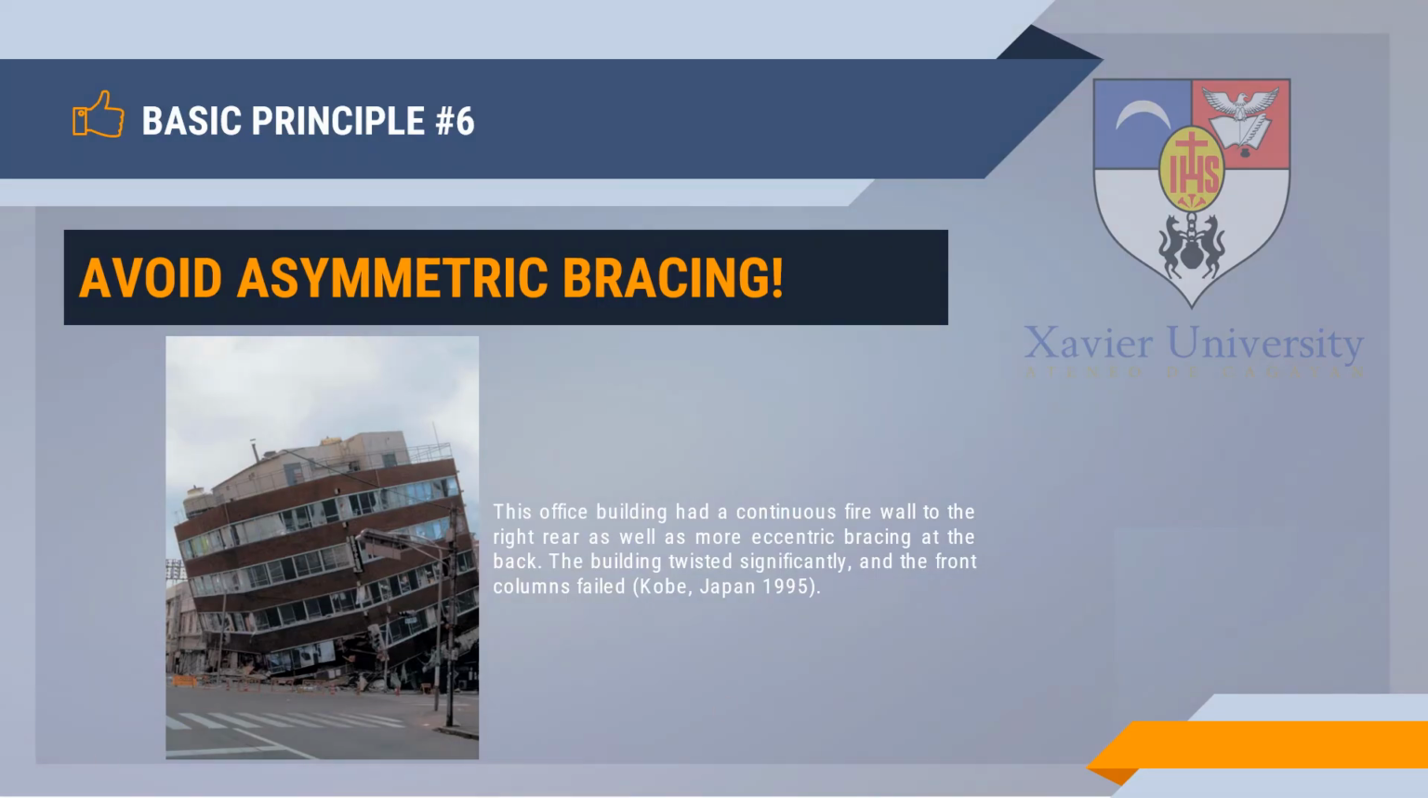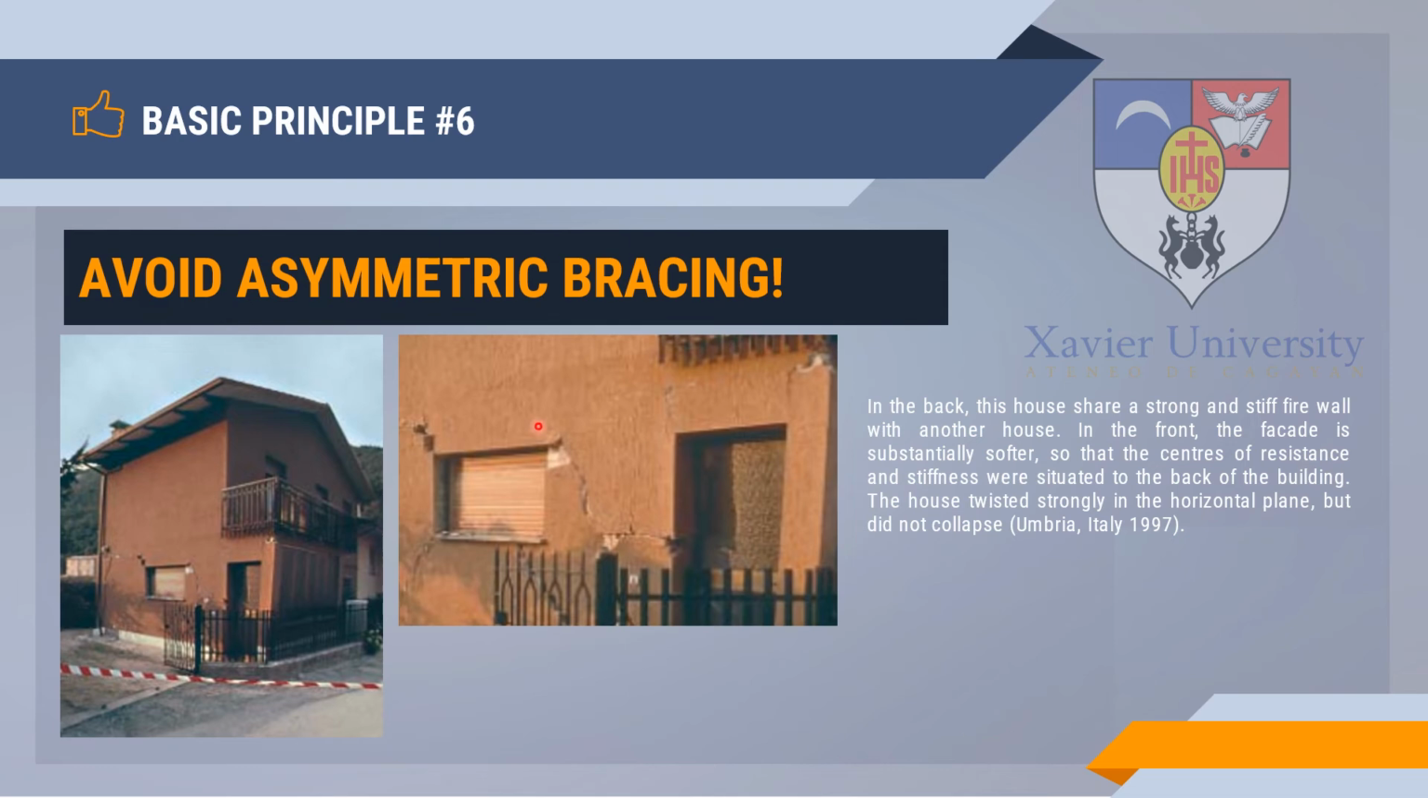So this picture right here is an office building that had a continuous firewall to the right rear as well as more eccentric bracing at the back. So the building twisted significantly and the front columns failed. We also have here in the back, this house shares a strong and stiff firewall with another house. In the front, the facade is substantially softer so that the centers of resistance and stiffness were situated at the back of the building. So the house twisted strongly in the horizontal plane but did not collapse.